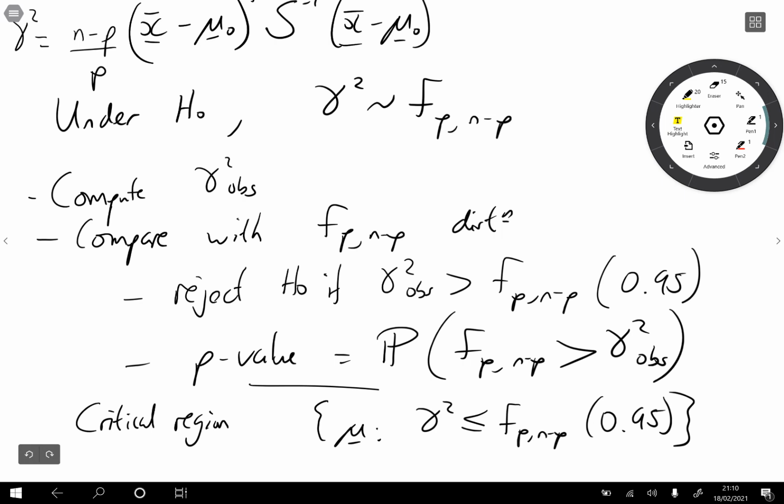Okay. So again, because gamma squared here is an ellipse in mu, this is going to be an ellipse again.